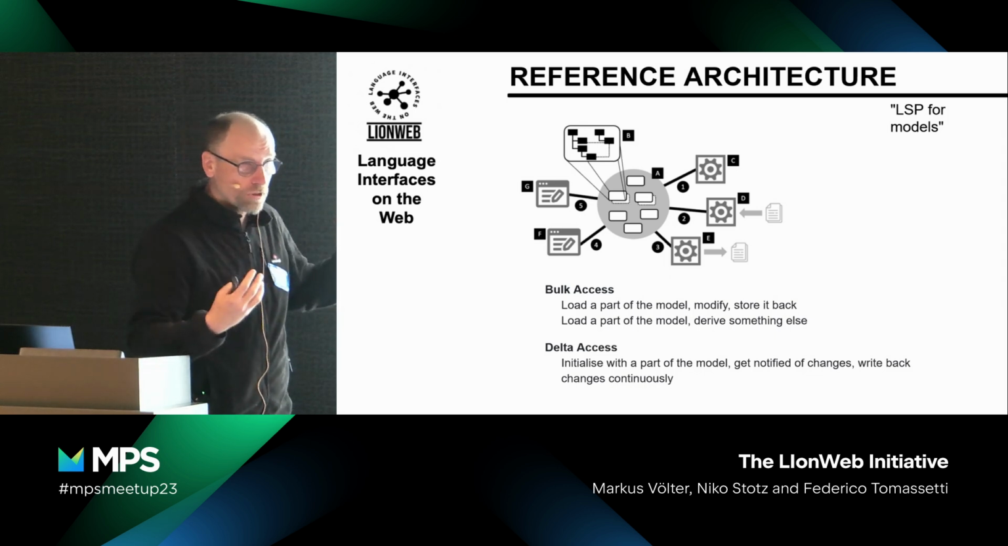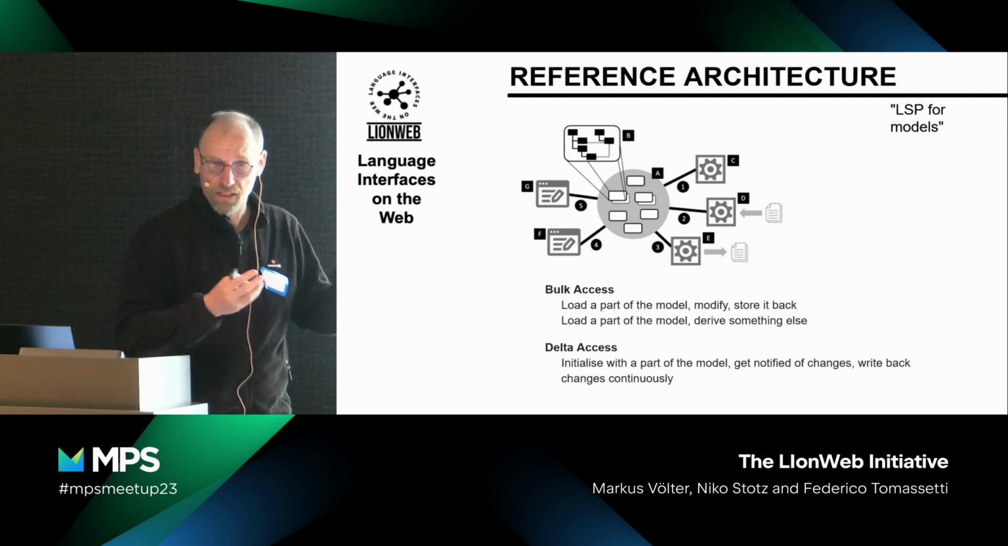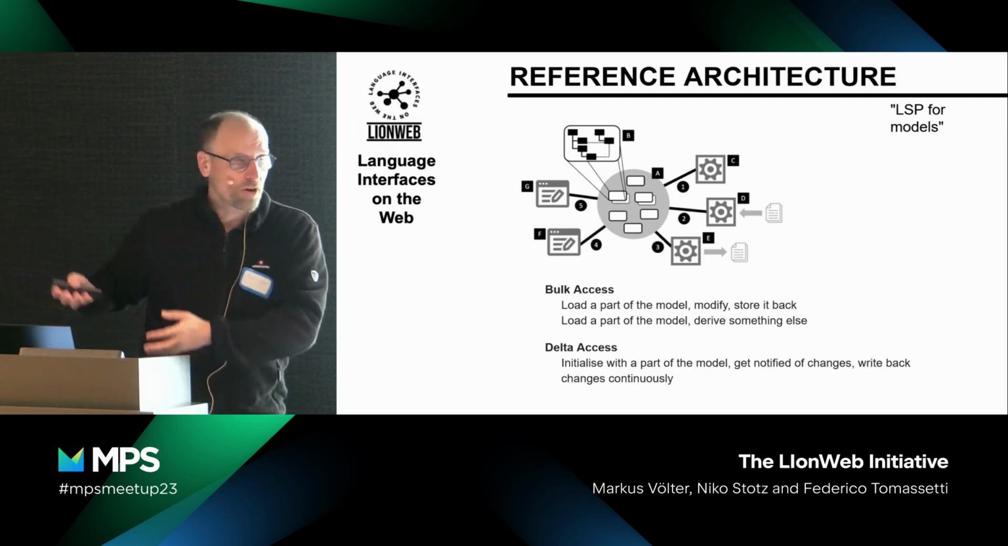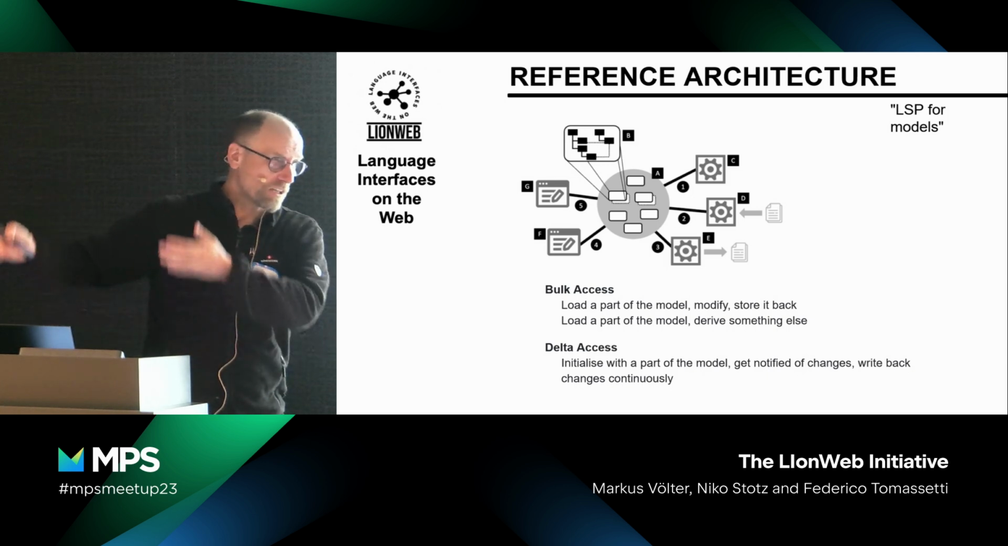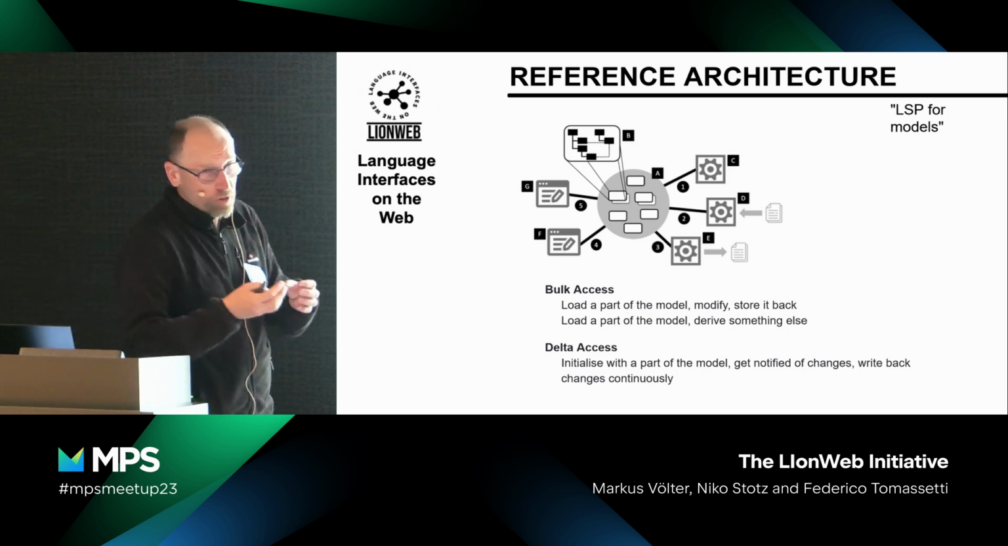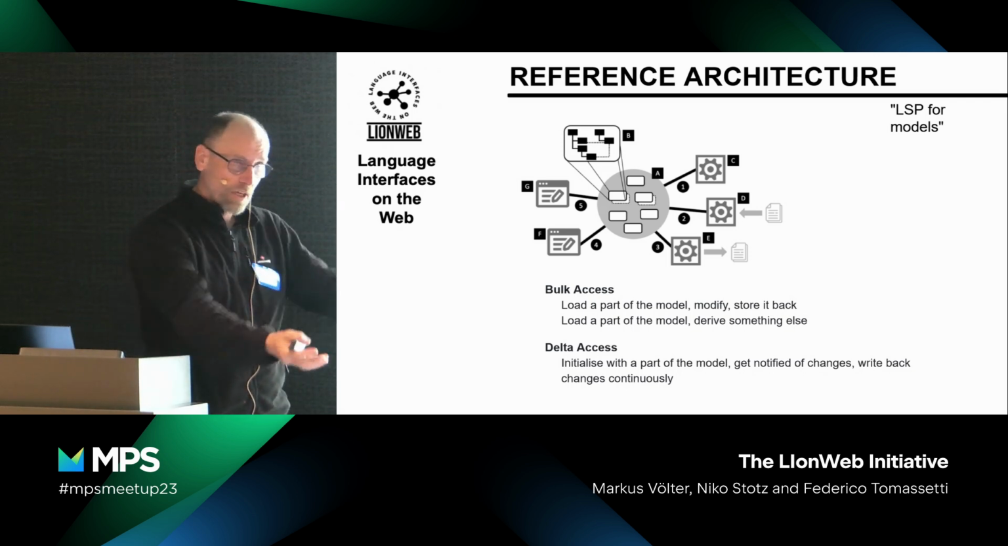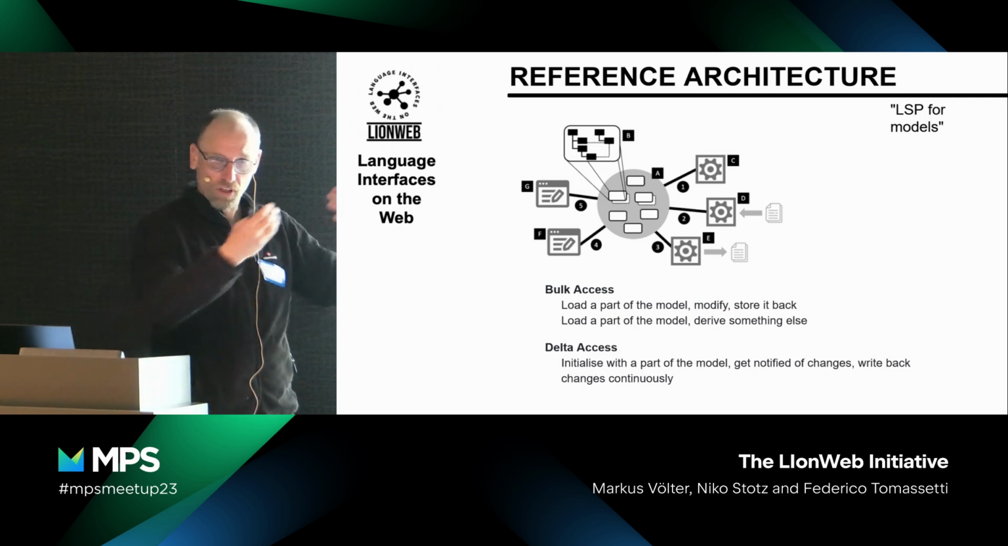You get the model, you do stuff with it, for example, edit, and then save it back, or you get it and, I don't know, generate some code from it, some text, whatever, doesn't matter. Or you generate some other model and save that back to the repository. The point is it's bulk, right? You get the whole thing, you do stuff, you send it back.